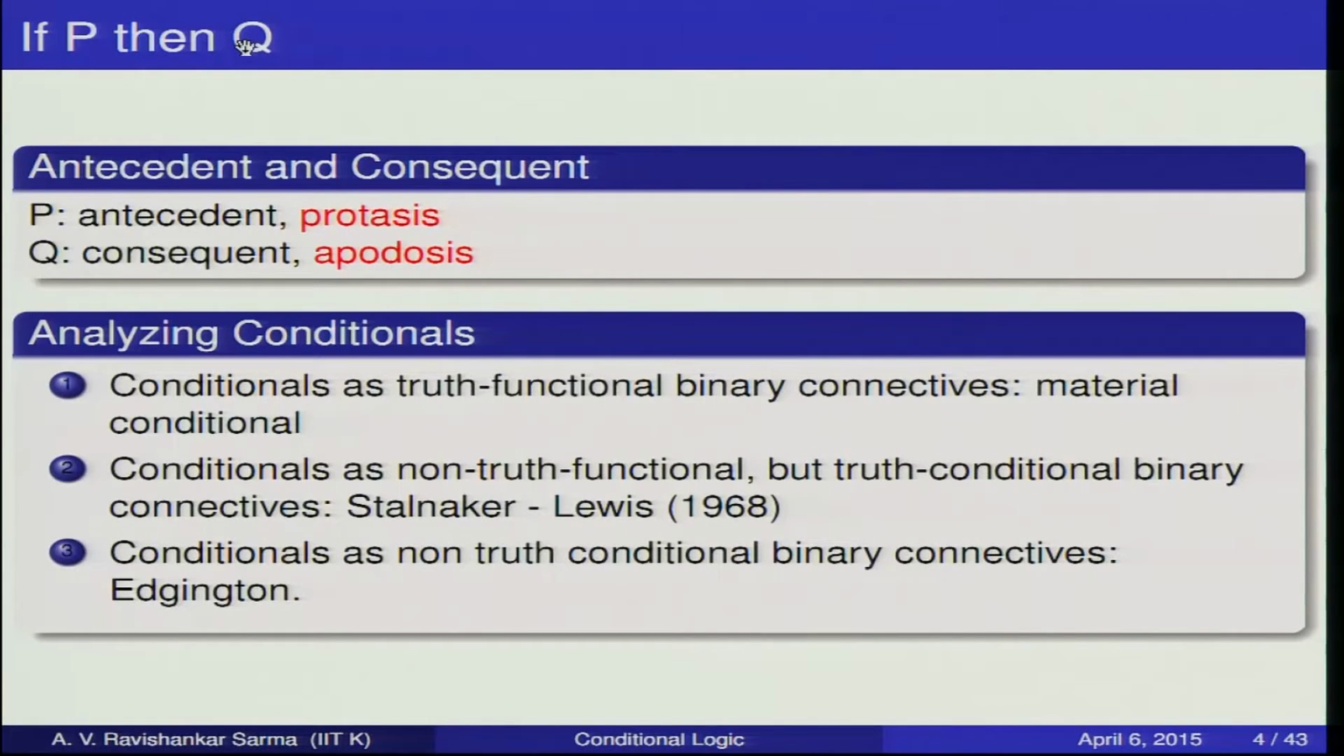In any given conditional, if P then Q, P is considered to be the antecedent, and there is an old Latin word for the antecedent, that is protasis, and Q stands for the consequent. There is some kind of relationship between P and Q, where P is the antecedent and Q is the consequent.